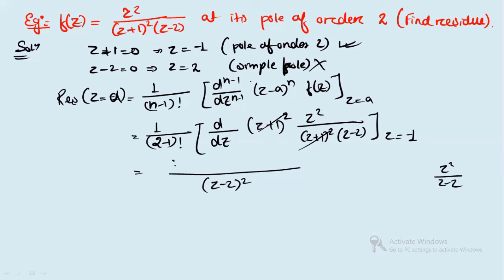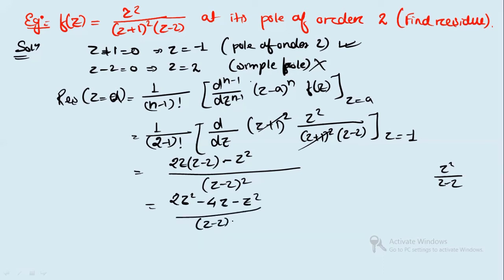If I differentiate Z square first, then it will give me 2Z. Z minus 2 is constant. Again, you will have here a minus symbol, right? So Z square is constant. Z minus 2 on differentiation will give you just 1, because 2 is constant. So from here, you will get 2Z square minus 4Z minus Z square, right? Divided by (Z minus 2) whole square.